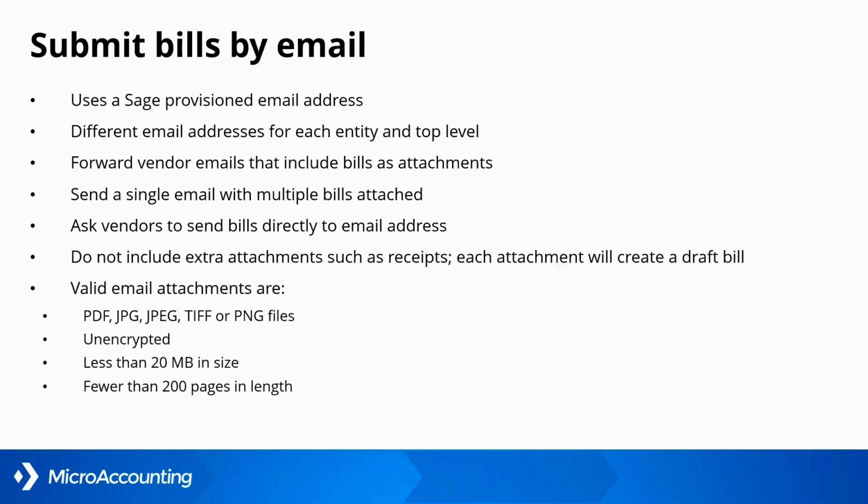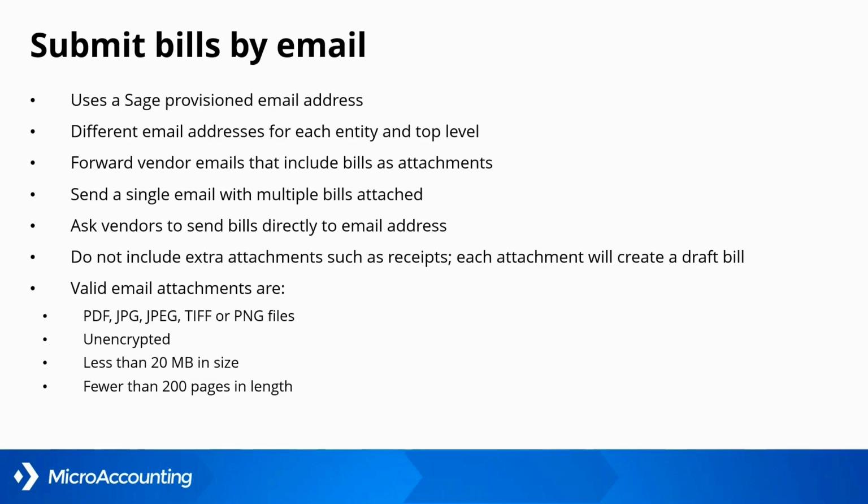So there are two ways, again, that you can get those bills into the system. You can submit them by email. When you do that, you're going to get a Sage provisioned email address, so you don't have to set up an email box that's dedicated to this. You can have different email addresses if you're bringing your transactions in at top level or at entity level, so that data gets into the right place when it comes into the system. You can forward emails to it. If the vendor emails you a bill as an attachment, you can just forward it directly into that email address.